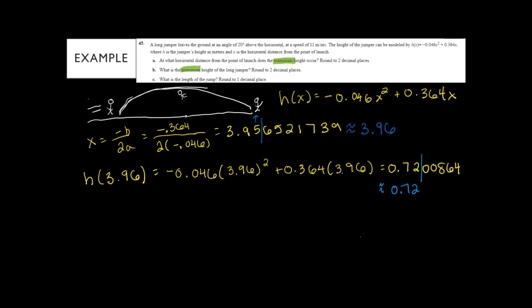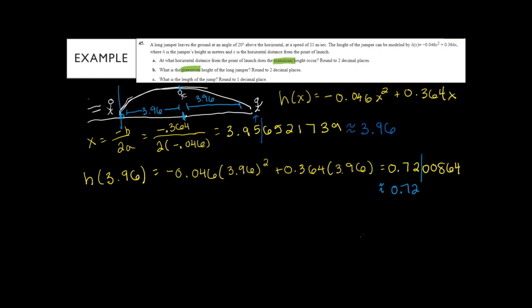Then part C says, what is the length of the jump? So that's where the picture comes in handy. So we just found the maximum here, and we found the distance. If we assume that we start at 0, 0, then the x value of our vertex, 3.96, is going to be the same as the distance for the first half of the jump. So based off of the picture and how this works, that means the second half of the jump is going to be the same distance, 3.96.